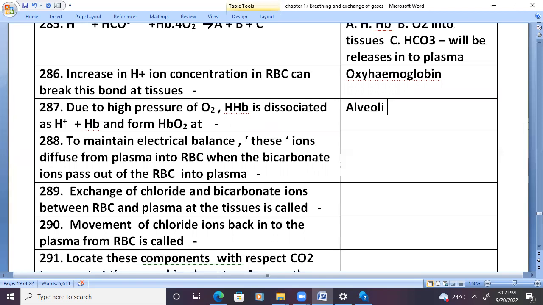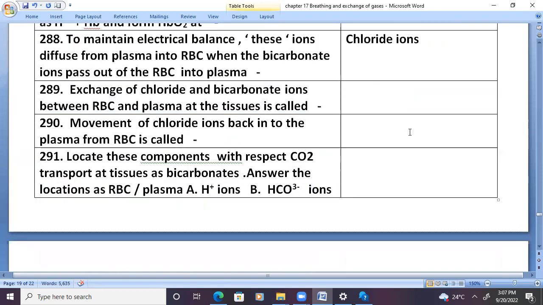To maintain electrical balance, chloride ions diffuse from plasma into RBC when the bicarbonate ions pass out of the RBC into the plasma. Exchange of chloride and bicarbonate ions between RBC and plasma at tissues is called chloride shift. Movement of chloride ions back into the plasma from RBC is called reverse chloride shift.